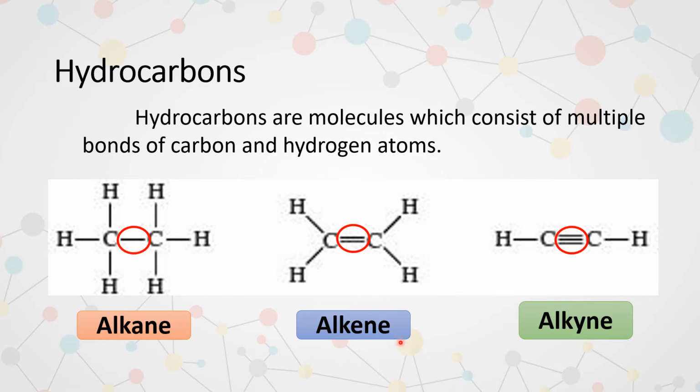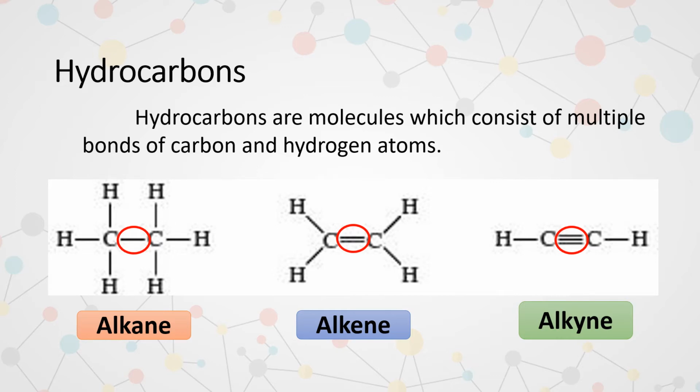On the other hand, alkenes are those hydrocarbons which have a double bond between carbon atoms. And alkynes are a type of hydrocarbon which has a triple bond between those carbon atoms. So these are what we call hydrocarbons, the first functional group of organic compounds.